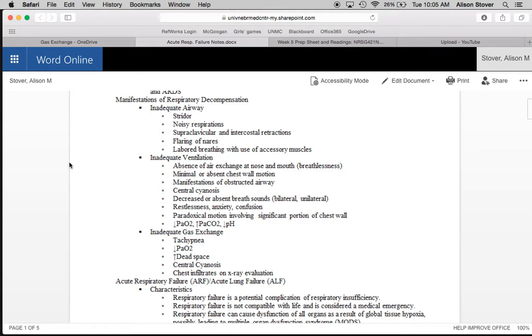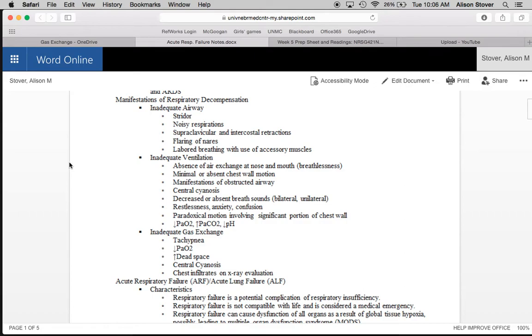In inadequate ventilation, you actually may not see the chest wall rise or fall. You may not see the patient breathing through their nose and mouth. That should be a pretty clear indication that your patient's not being ventilated. You may see manifestations of an obstructed airway. You may see central cyanosis. So, of course, the blue-tinged lips is what that refers to.